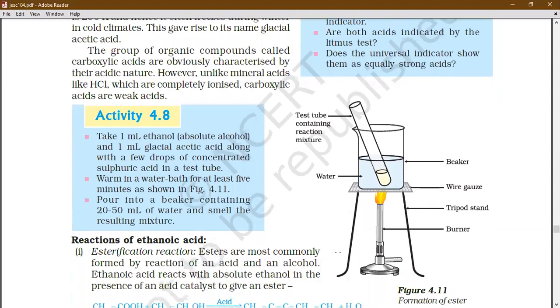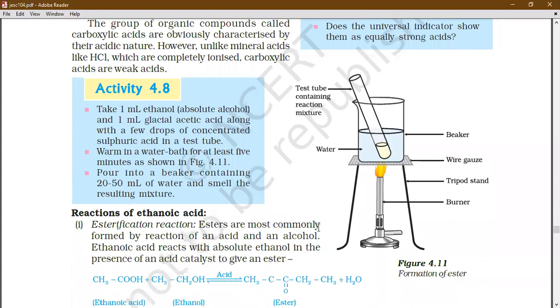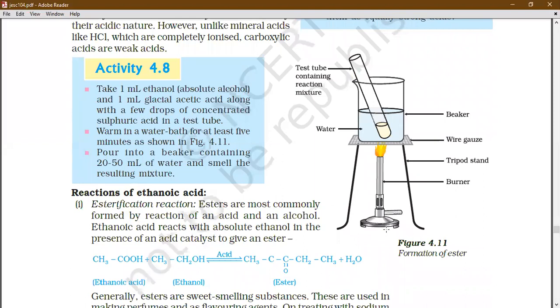Activity 4.8. Take 1 ml ethanol and 1 ml glacial acetic acid along with a few drops of concentrated sulfuric acid in a test tube. Warm in a water bath for at least 5 minutes as shown in figure 4.11. Pour into a beaker containing 50 ml of water and smell the resulting mixture.